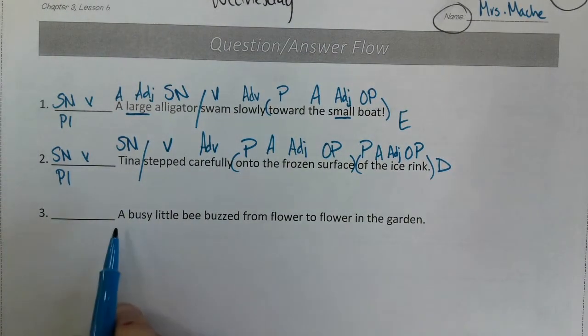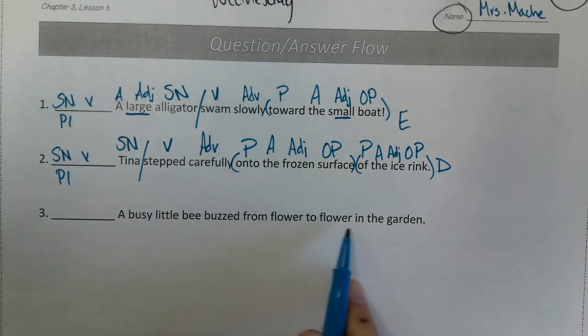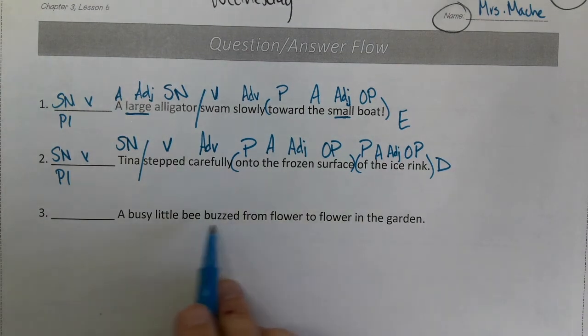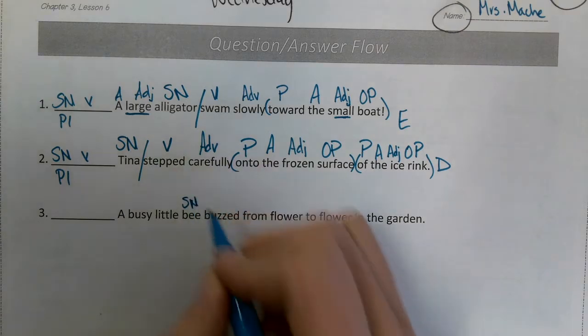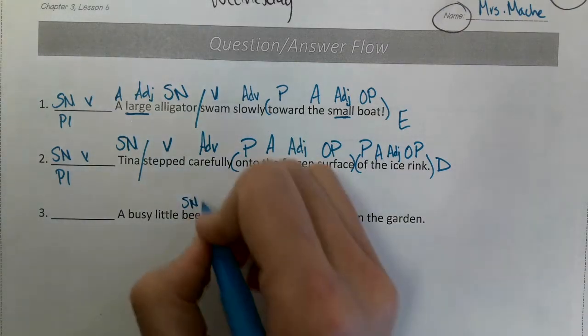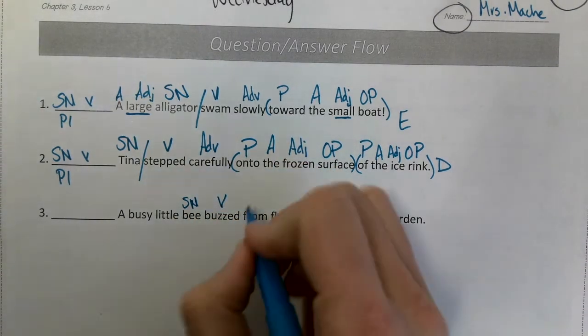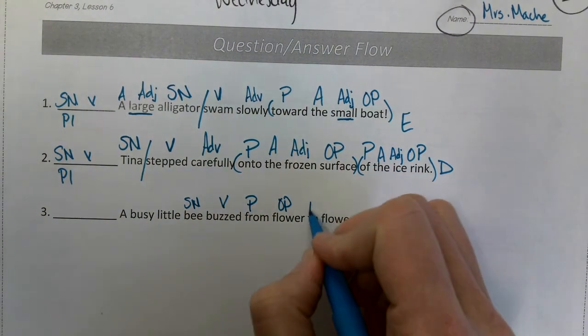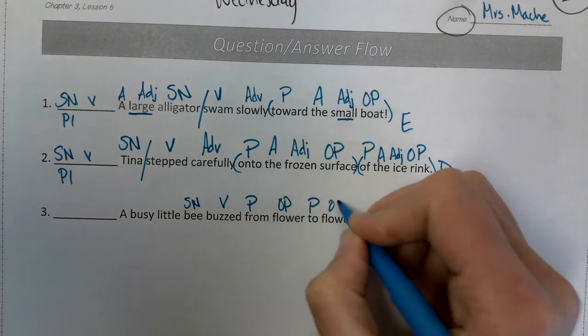Last one, sentence 3. A busy little bee buzzed from flower to flower in the garden. What buzzed from flower to flower in the garden? Bee. Subject, noun. What is being said about bee? Bee buzzed. Verb. From, preposition. From what? Flower. Object of the preposition. To, preposition. To what? Flower.